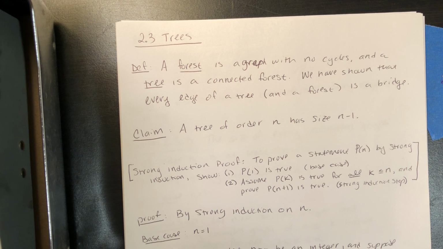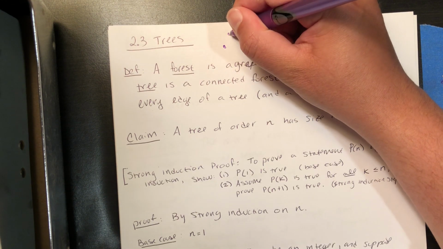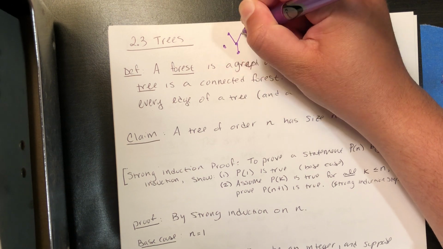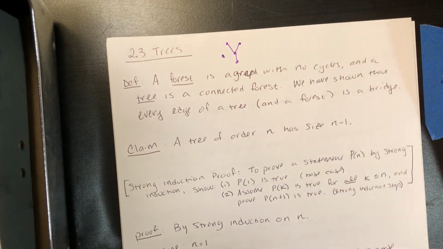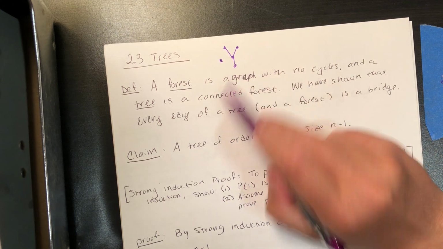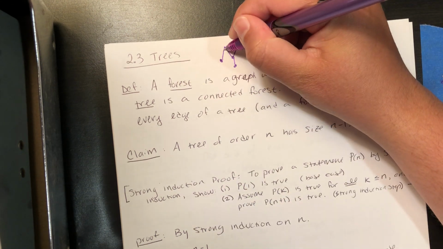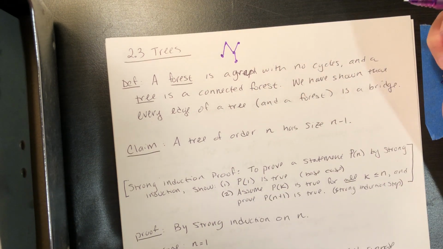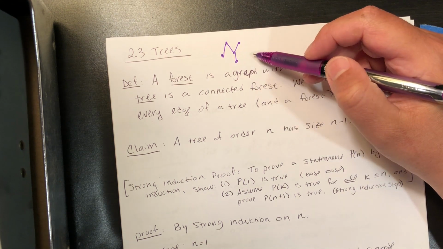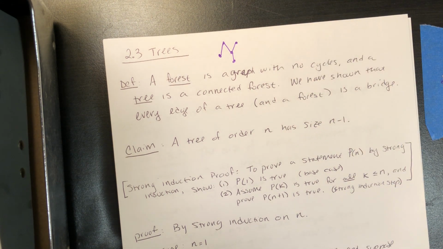So another way of saying this is to say that a forest is just any graph that has no cycles, and a tree is a connected forest, right? So for example, this would be an example of a forest because there's no cycles, but it's not a tree because it's not connected. This is also an example of a forest because it has no cycles, and since it's also connected, we call it specifically a tree.